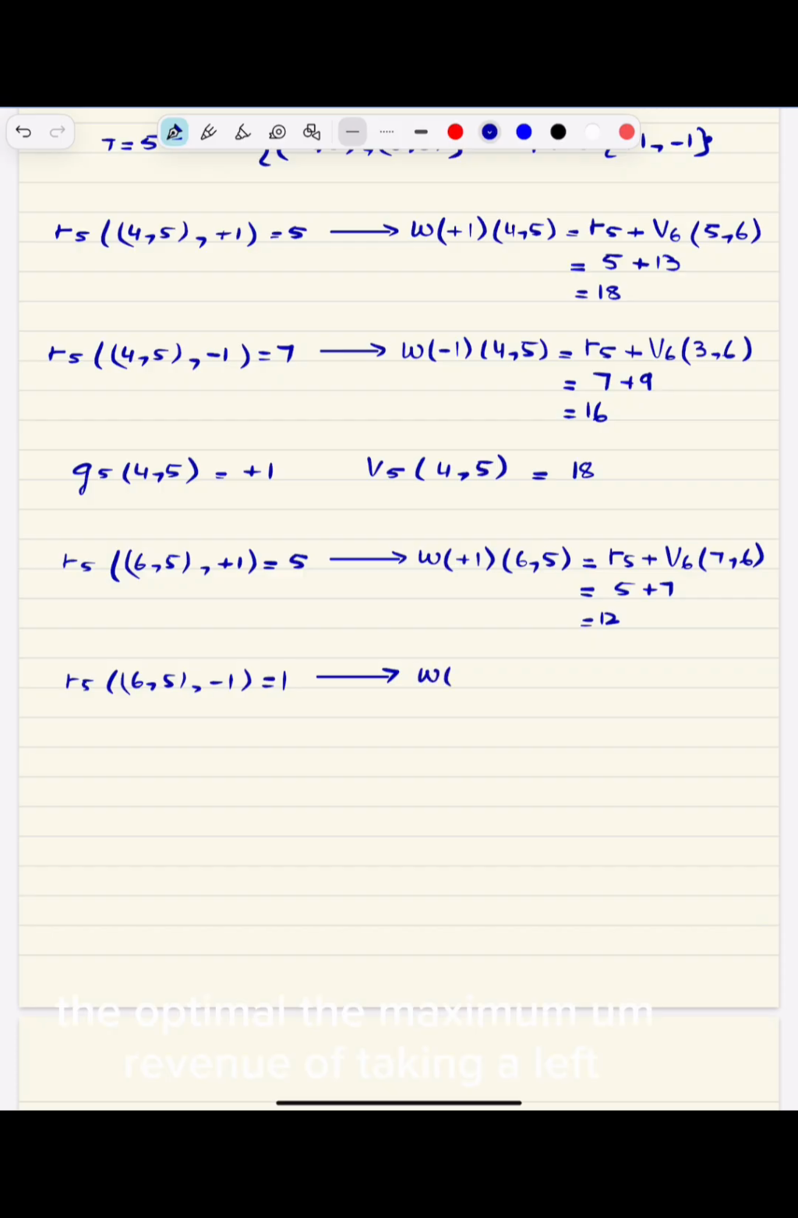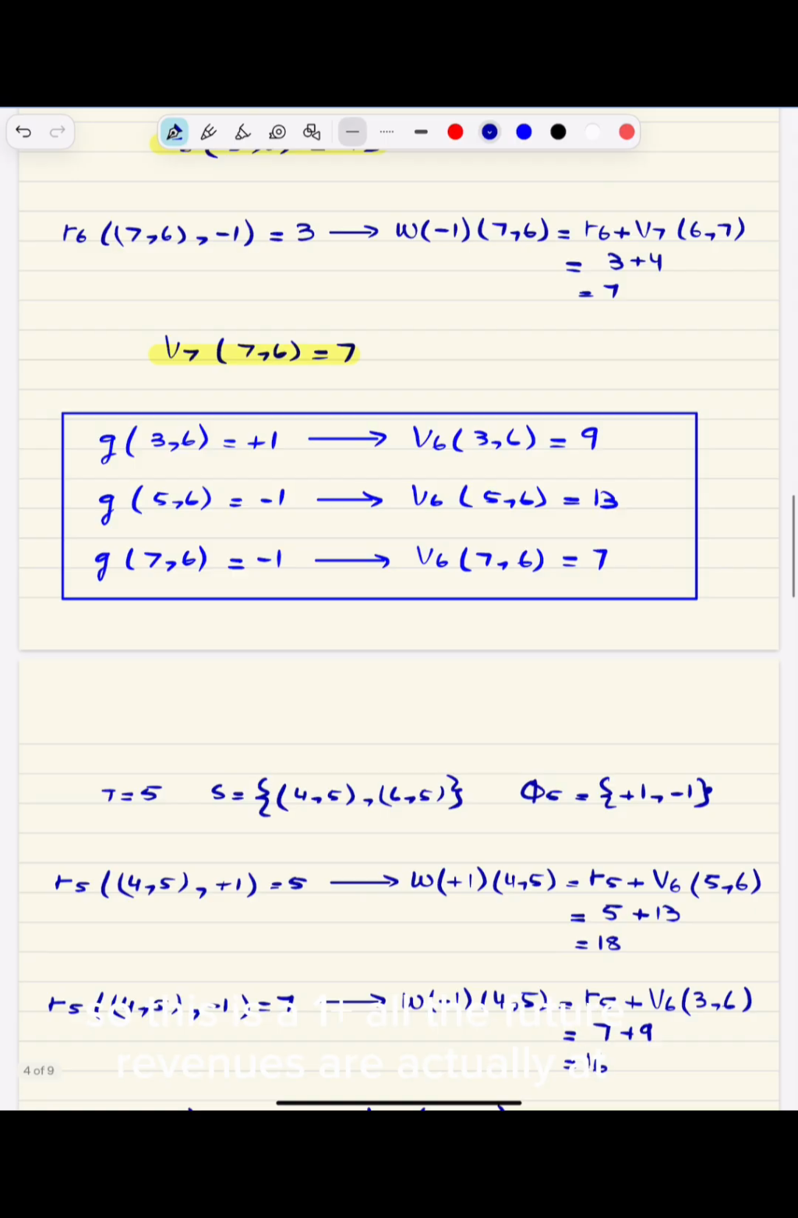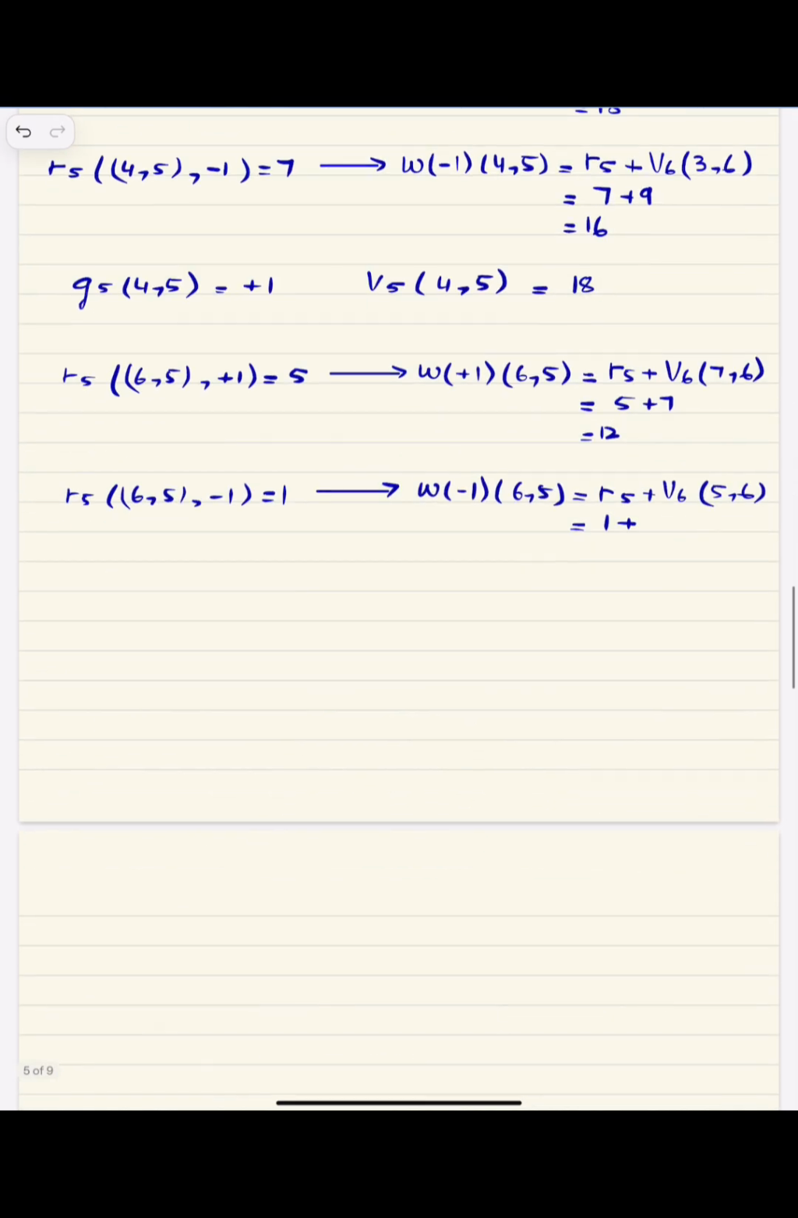the maximum revenue of taking a left from 6 5 is the immediate reward plus all the future rewards from taking a left. A left would mean you're going to end up at the 5 6 node. So this is a 1 plus all the future revenues. When you end up at 5 6, you're going to get a 13. So there's a 13, so you get a 14.